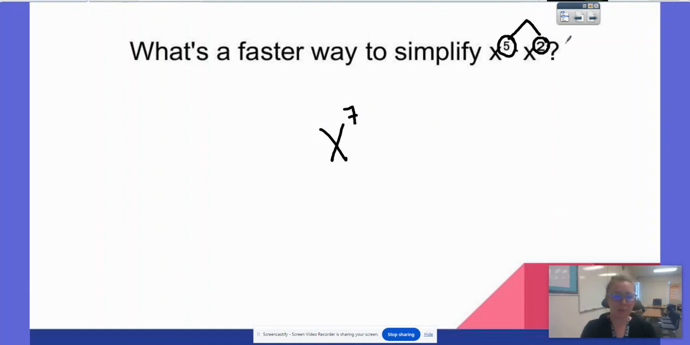Now, the reason this works is because the bases are the same. Because this says x, and there's 5 x's, and this says x, and there's 2 x's, we know all together there are 7 x's. Later on we will look at what it means if the bases are different.